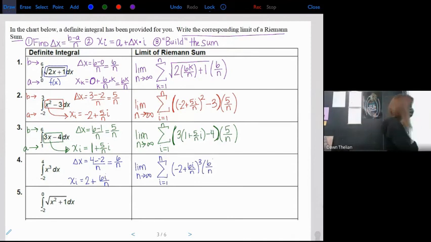How come in the xi the 2 isn't negative? It should be. Oh, good catch.